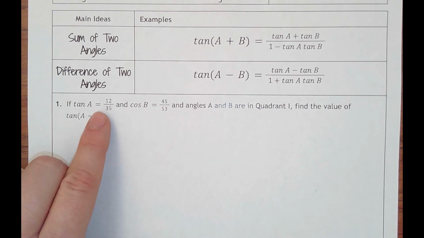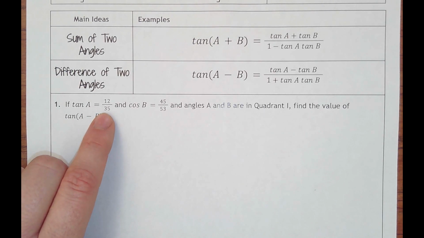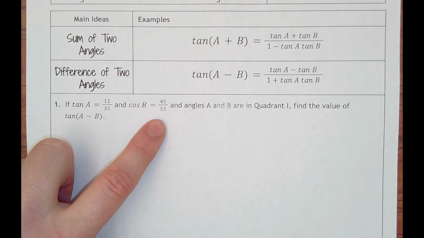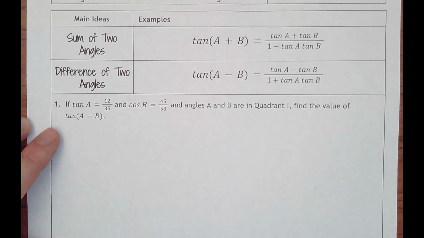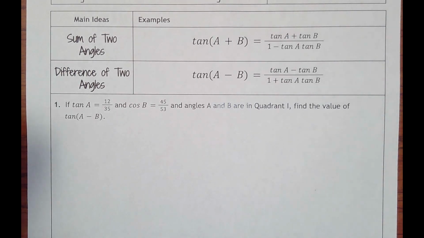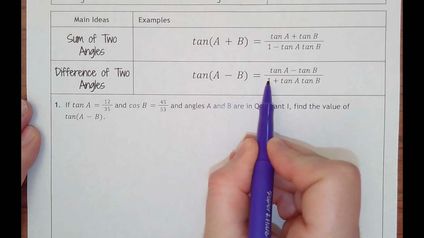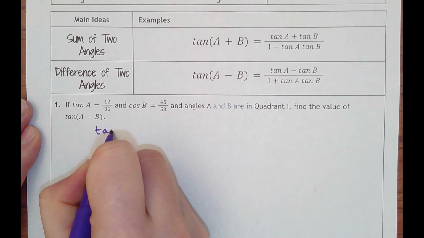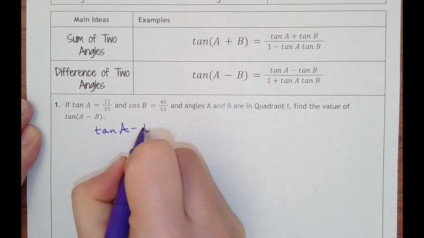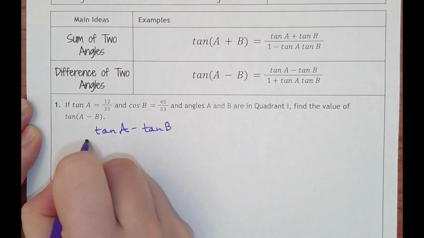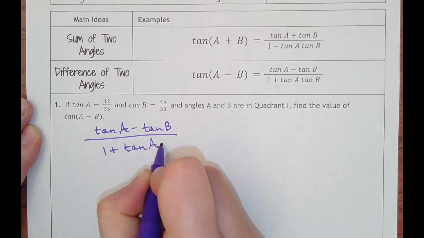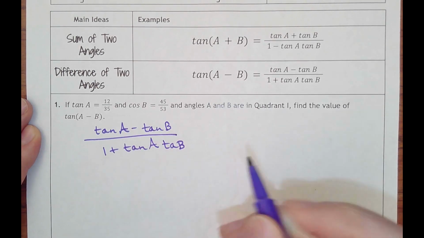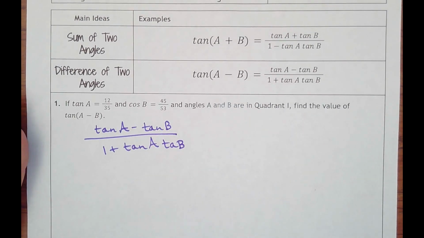So it gives me a tangent of angle A ratio and a cosine of angle B ratio. Angles A and B are in quadrant 1. Find the value of tangent of A minus B. I'm going to be using this formula, so I'm going to write it again just to have it in front of me, tangent of B.